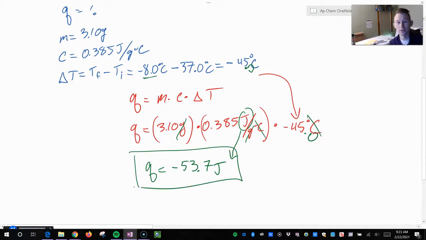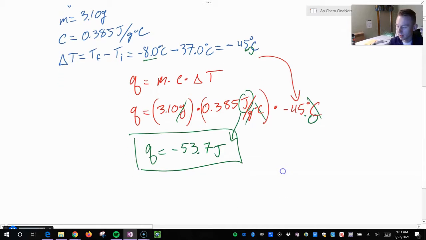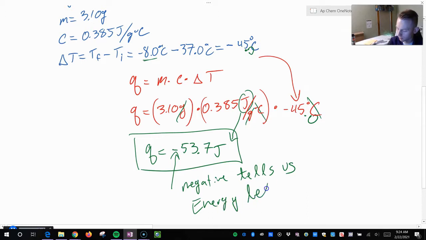So that's the amount of energy transferred. Now you'll notice that this is negative. So negative tells us energy left the system. Right? So the system is always going to be the object or thing that we care about. In this case, it was the penny. So since the energy transfer is negative, that means that energy left the system. There we go. That's example number 1.